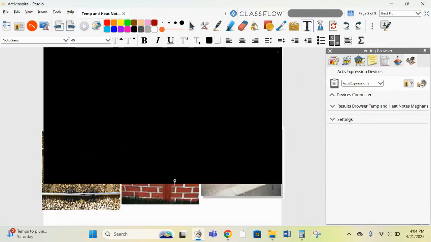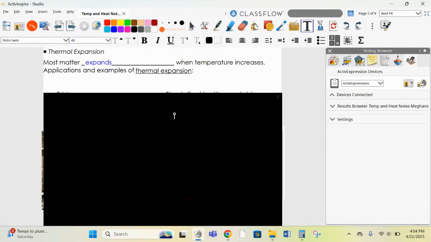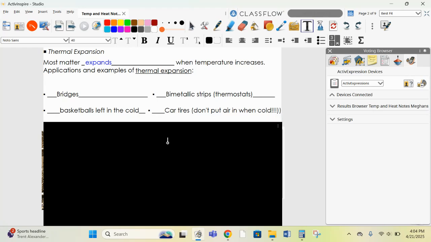Okay. Now, most matter will undergo this property. It's called thermal expansion. Whenever things warm up, the matter will expand because it has more energy. Those molecules that I showed you a little bit ago, they're wiggling more, they're bouncing around more, they have more energy. And as things have more energy, they kind of spread out naturally.